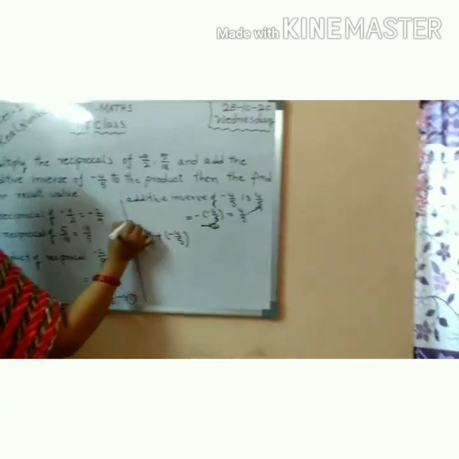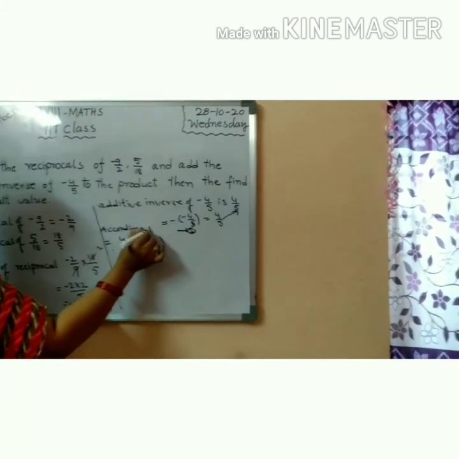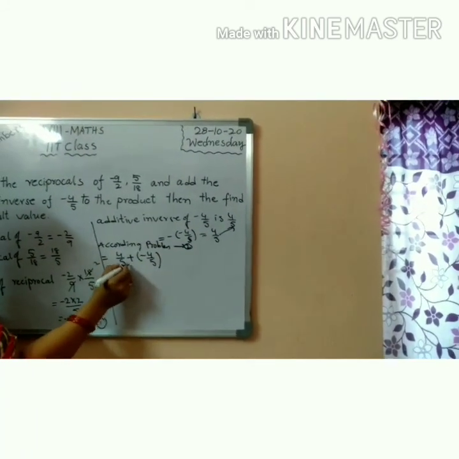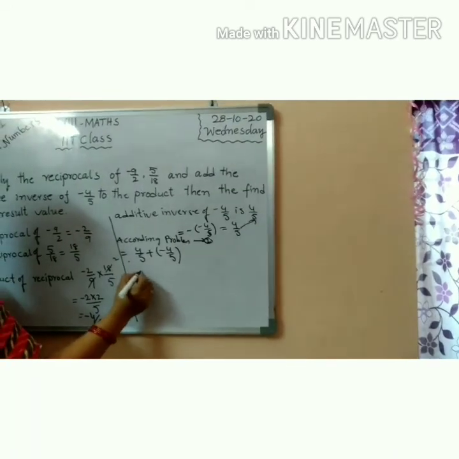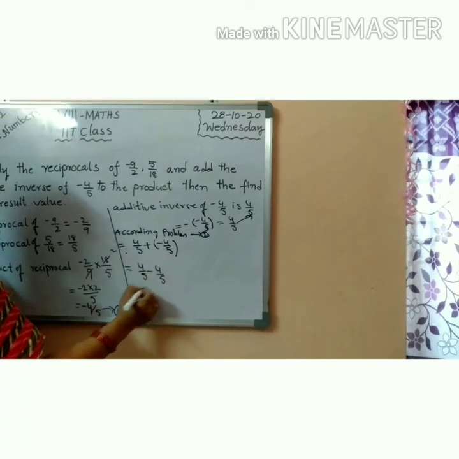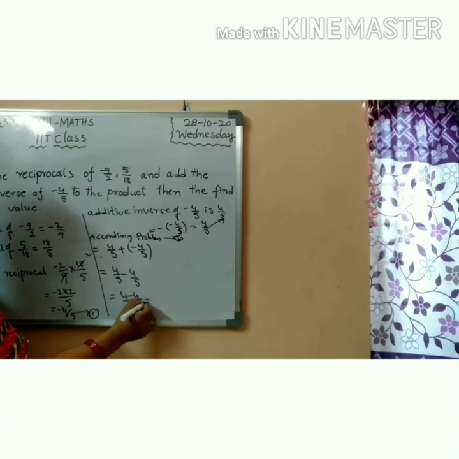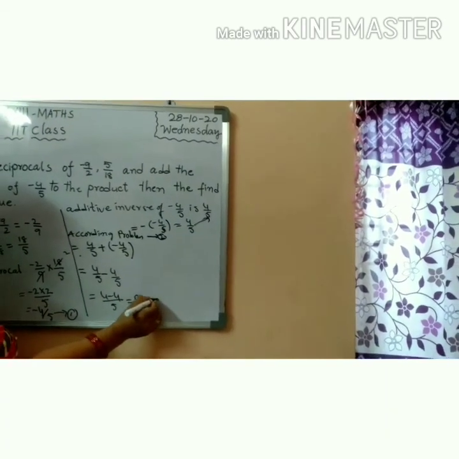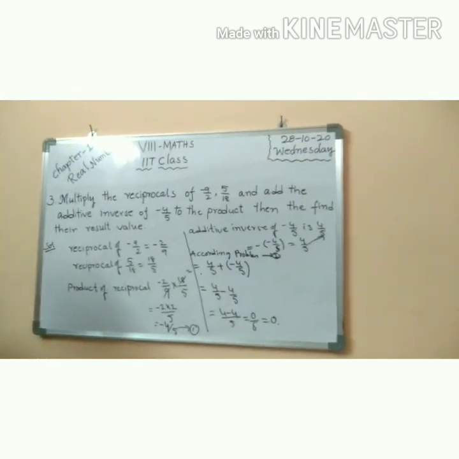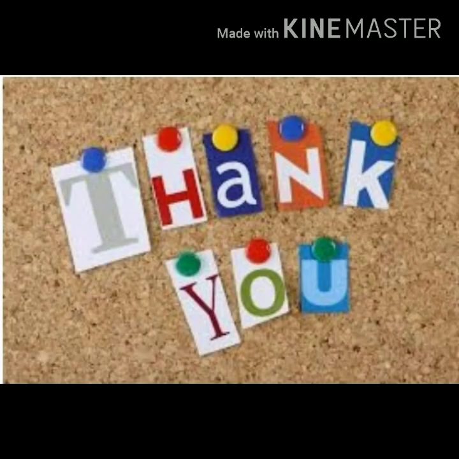According to the problem, 4 by 5 plus of 4 by 5. So 4 minus 4 means 0 by 5 equal to 0. The value is 0. Okay, did you understand, children? Okay. Thank you, dear students.